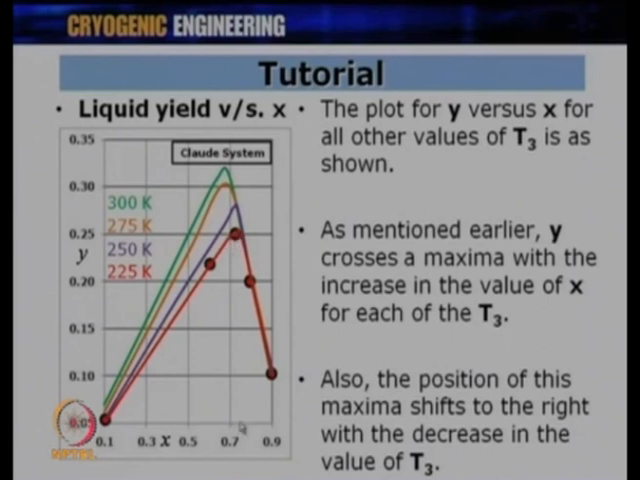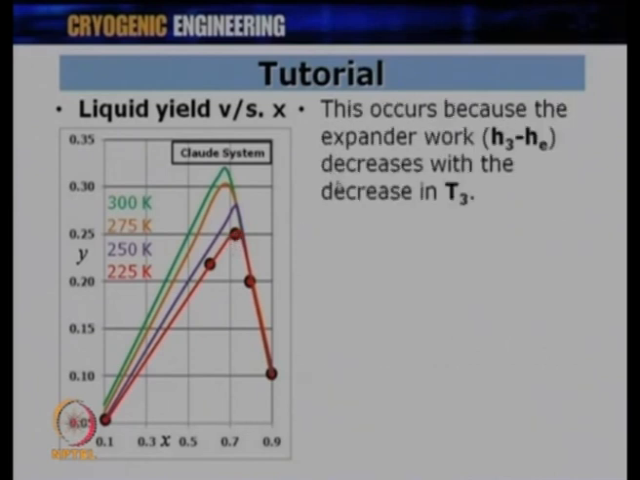The optimum requires more gas to be diverted through the expansion engine. Why? This occurs because the expander work H3 minus He decreases with the decrease in temperature T3. So, I go down in temperature in this direction. What you can see is the Y in the formula is a function of X into H3 minus He. If you remember the formula, Y is equal to H1 minus H2 upon H1 minus Hf plus X times H3 minus He upon H1 minus Hf. So, the product of X into H3 minus He I would like to get maximized because I want to see the optimum associated with those values.